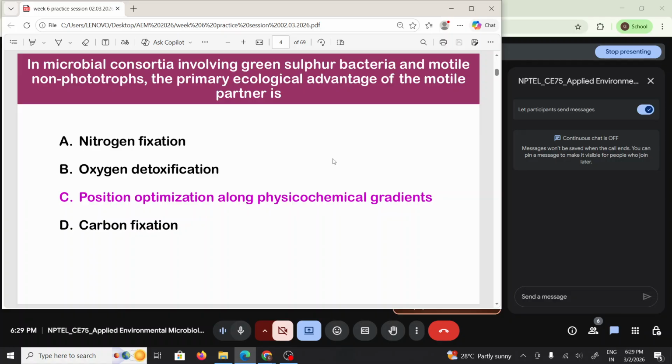So the advantage for the motile bacteria in this case is that it is a heterotroph and it cannot fix its own carbon. So what happens is it relies on the autotrophic green sulfur bacteria for essential organic compounds. So this way both of them are benefiting each other.